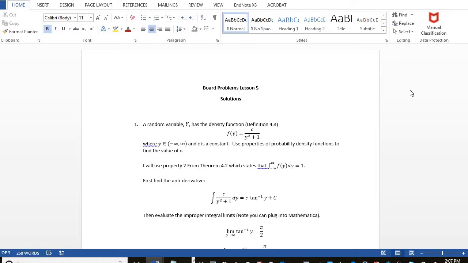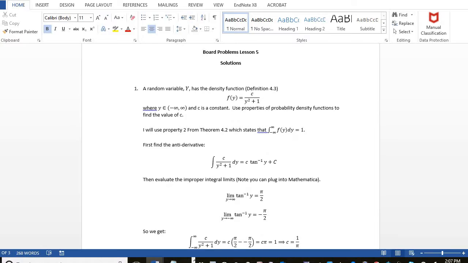The one you're going to use is this one right here. Yeah, they have it right here. My students picked this one up pretty quickly, that they would have to use this. And you just crank that integral. The antiderivative of this, which people forgot, is C tangent inverse y.